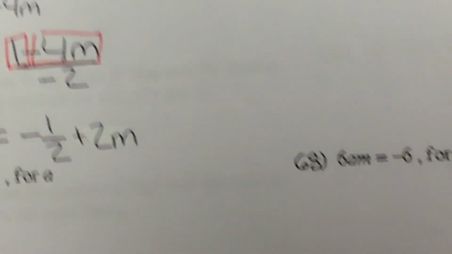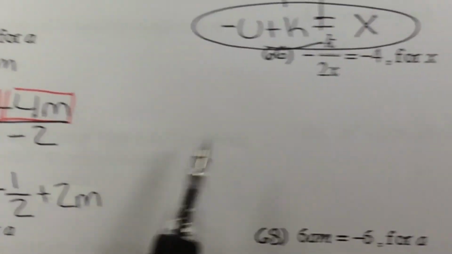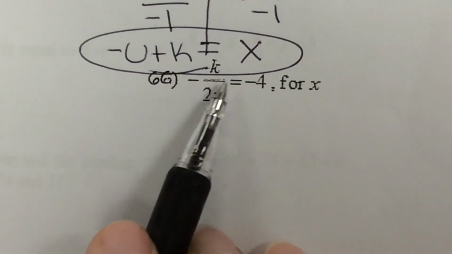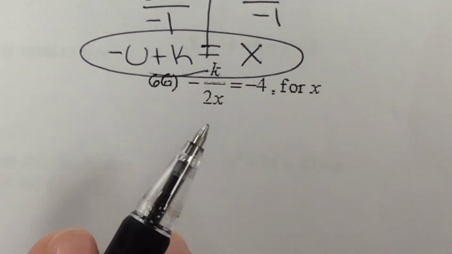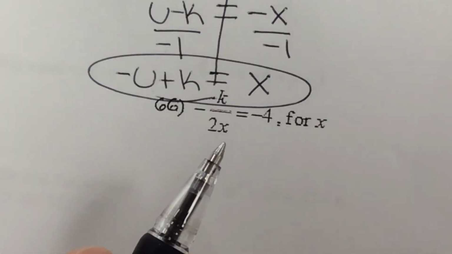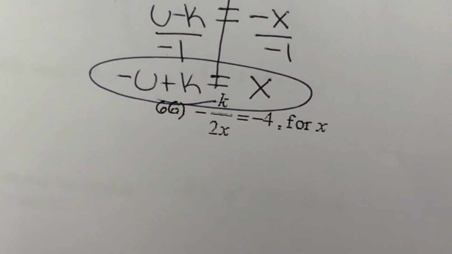I want you to try 66, 67, and 68. I think that you can handle those. 66 is going to be a little bit tricky, but I want you to try it anyway. I want you to give it a try. We can always go over 66 in class if everybody had a hard time with it. And that's the point of the flipped classroom, is so that you can try the difficult ones, and then we have time in class to go over them.